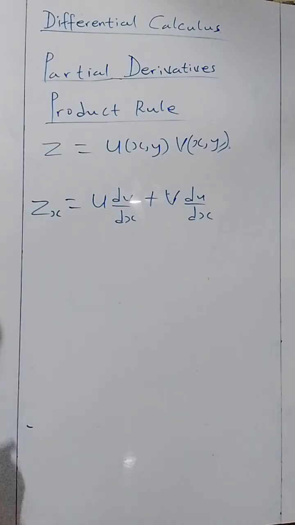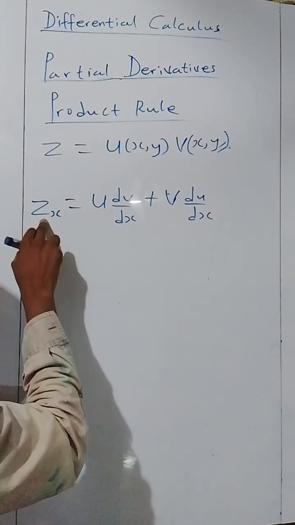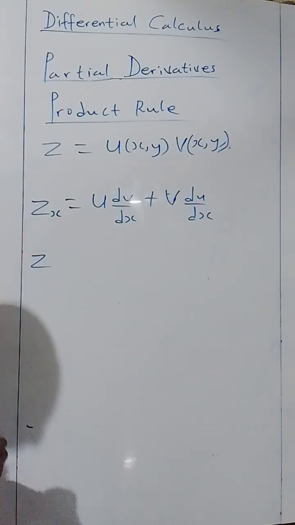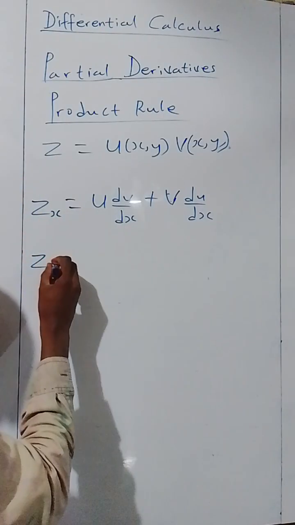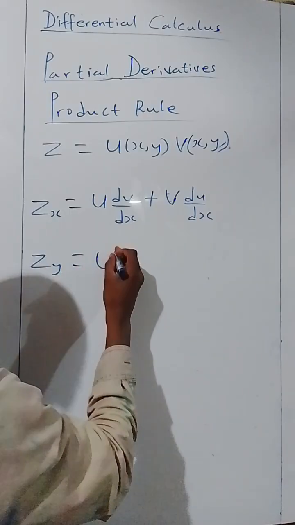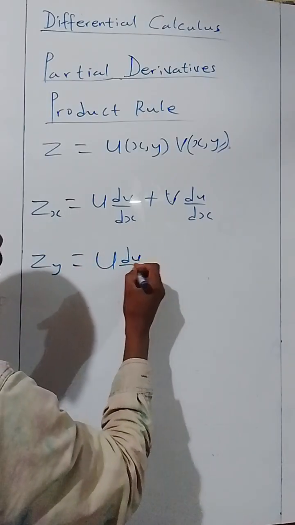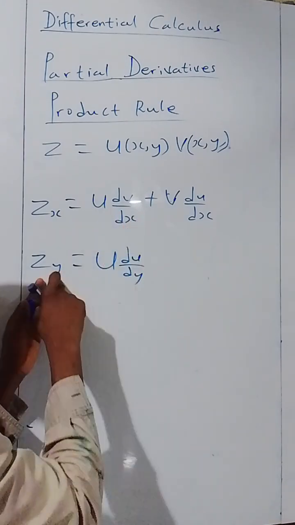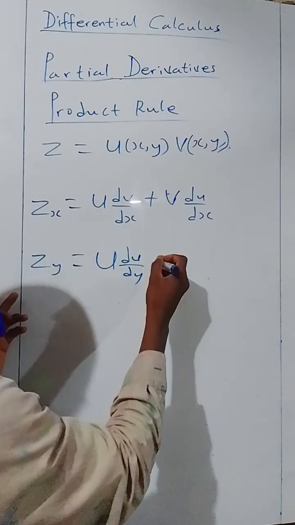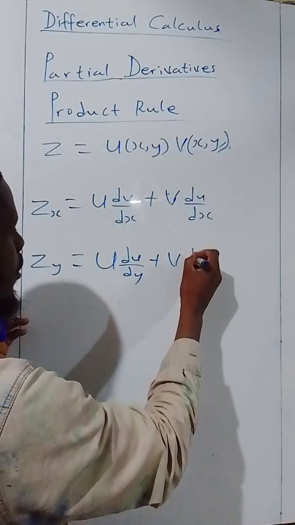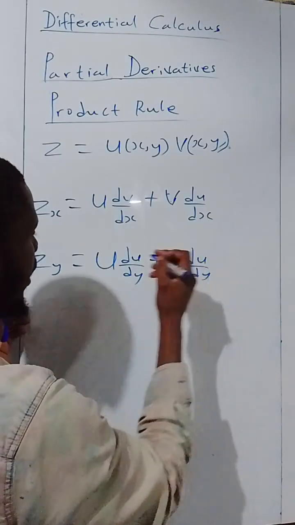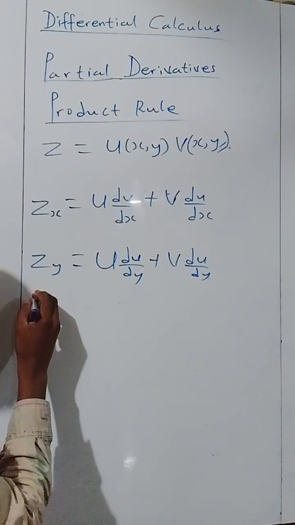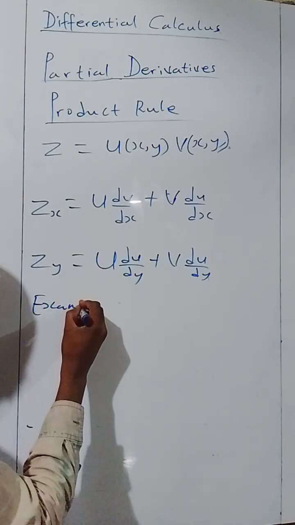That is for the partial derivative of z with respect to x. What is the partial derivative of z with respect to y? That will become u dv/dy, plus v du/dy. You can see we just change the x to y to show that we are differentiating with respect to y. It's very simple. So now let's take a look at an example.